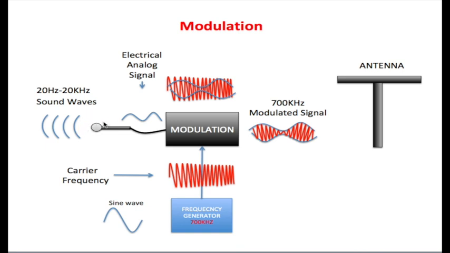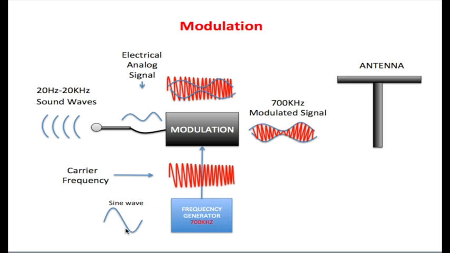So our signal goes into the microphone. The microphone will convert these sound waves to an electrical signal, which is analog, and this electrical signal would be sent to the modulator. Also, we have 700 kilohertz. This is going to become our carrier frequency. And this is a frequency generator which has our 700 kilohertz. Now 700 kilohertz is 700,000 hertz every second.